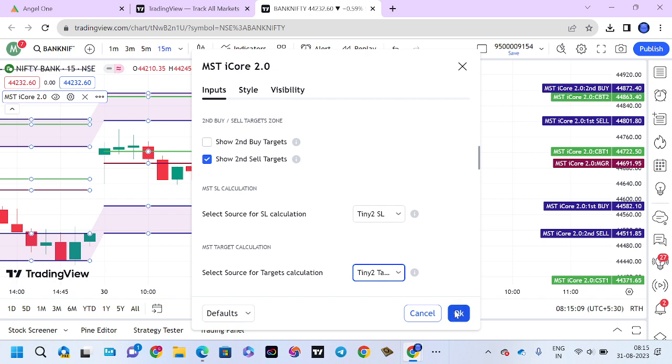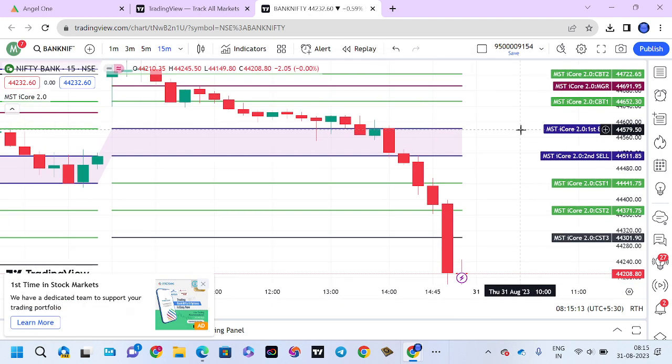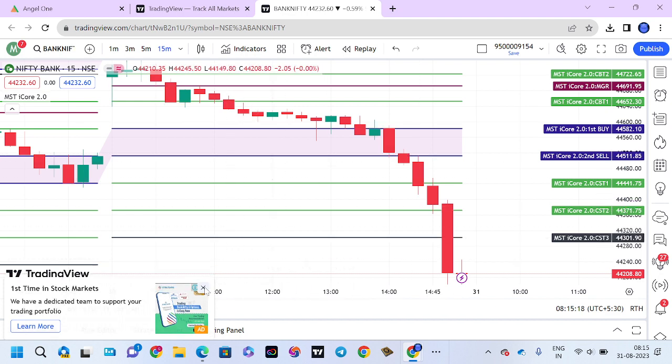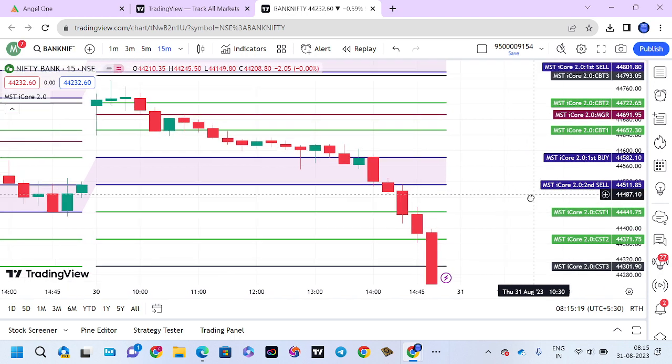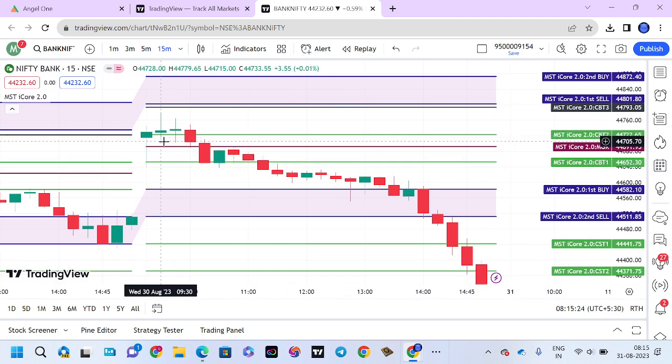So I prefer keeping tiny to SL because I don't want to give more money to the market. So I will be giving less loss and more profit. So here, what happened yesterday? Yesterday the sell almost neared. The high mid was 779 and our sell entry is 801. So only 2 points missed.